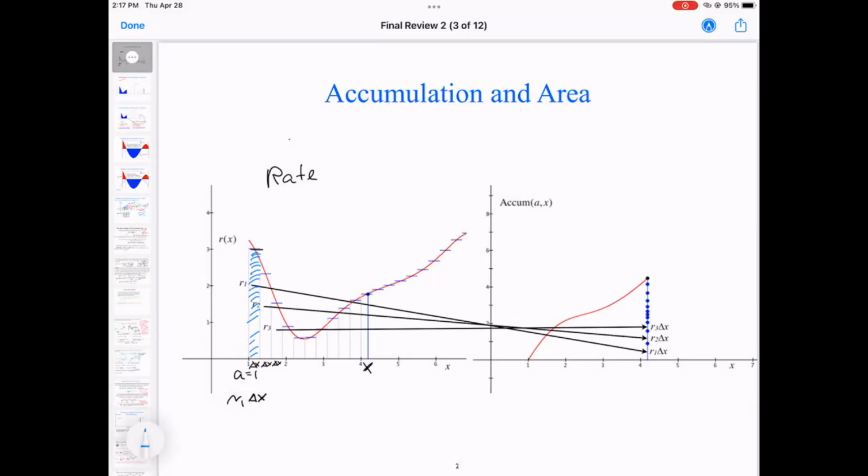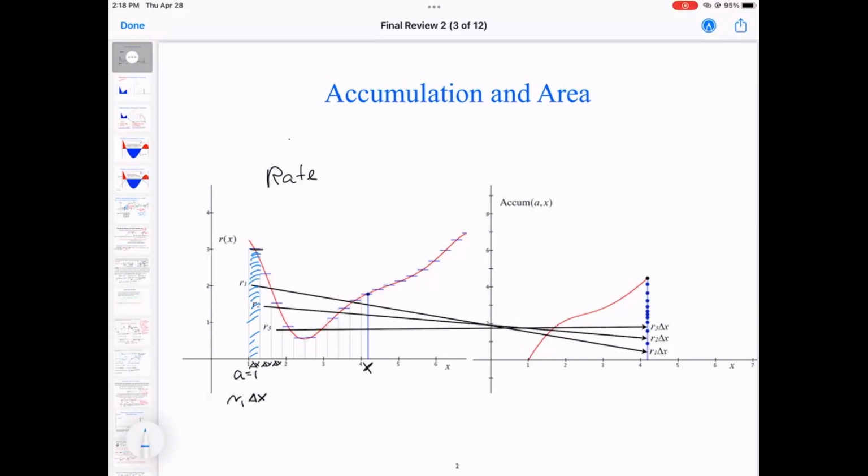So R1 is the height of this rectangle, that's the rate. This is the rate function. I'm using the value of the rate function, the height of this rectangle, multiplied by delta x, the length of the subdivision, a tiny interval here. I multiply these together and get how much the car physically traveled, if it's velocity. But I also get the area of this rectangle.